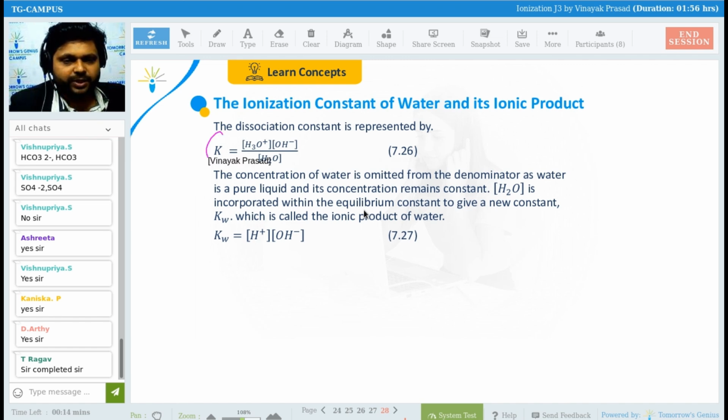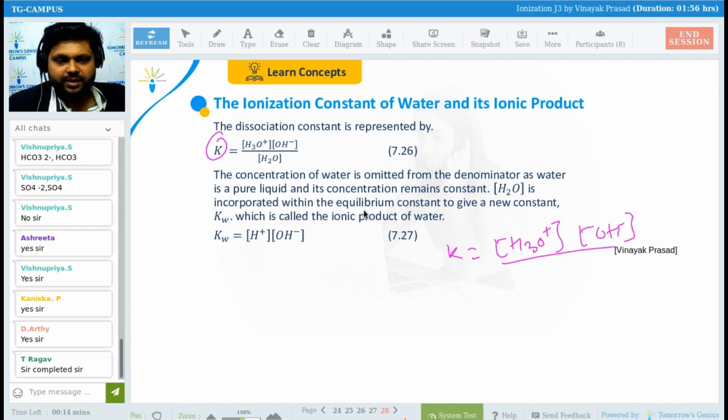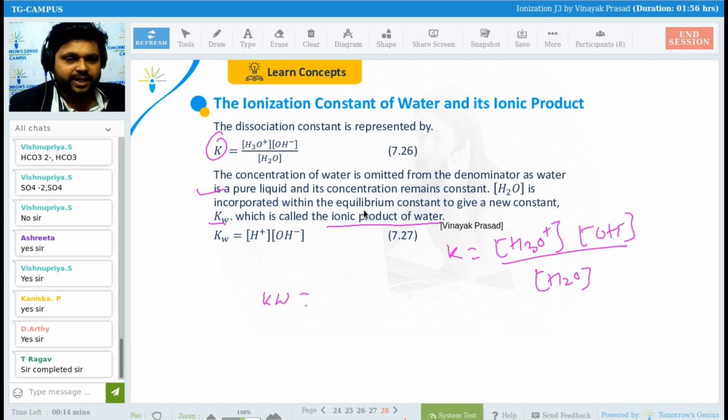So what final value will we get? K equals the concentration of H3O plus ion into the concentration of OH minus ion upon the concentration of H2O, right? The concentration of water is omitted from the denominator as water is a pure liquid and its concentration remains constant. So within the equilibrium constant we get a new constant Kw, which is called the ionic product of water. So the ionic product of water is equal to H plus into the concentration of OH minus ion only.